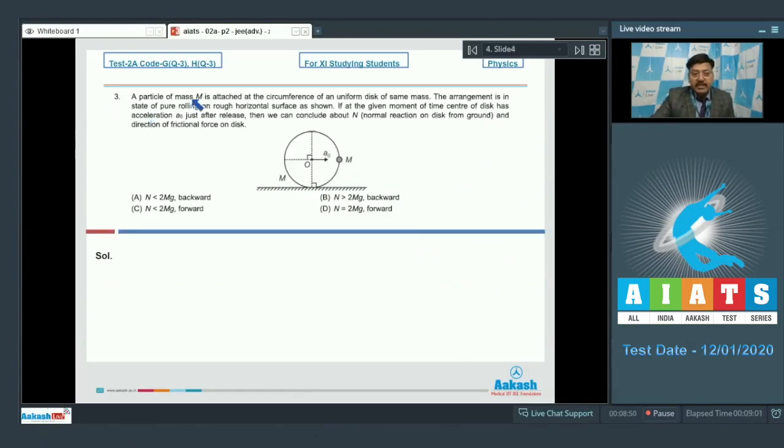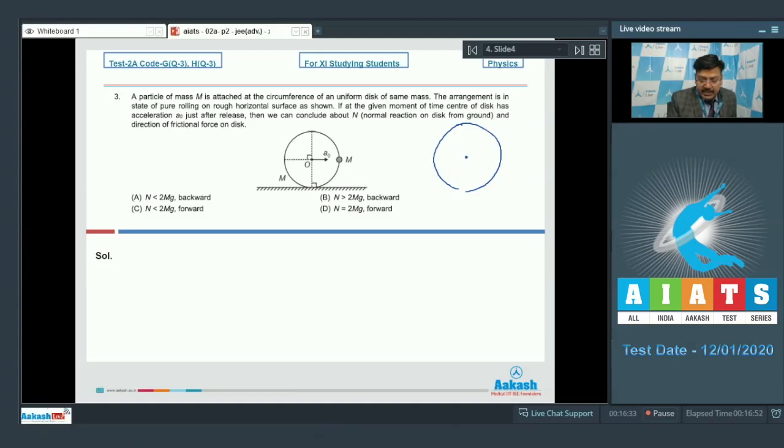Question 3 says a particle of mass m is attached at the circumference of a uniform disk of the same mass. The arrangement is in a state of pure rolling on a rough horizontal surface as shown. If at the given moment of time the center of disk has acceleration a0 just after release, then we can conclude about N, the normal reaction on the disk from the ground, and the direction of frictional force on the disk. Let's draw the free body diagram of this system.